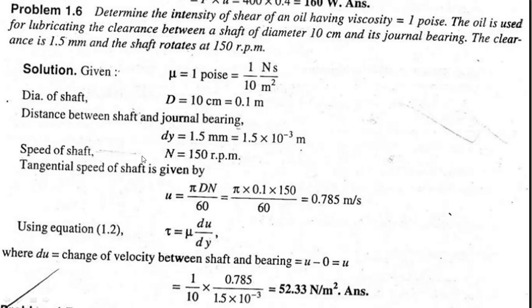So the speed of shaft N is equal to 150 revolutions per minute. The tangential speed of shaft is given by u is equal to pi D N divided by 60. So put the values, and you will get the tangential speed of shaft.